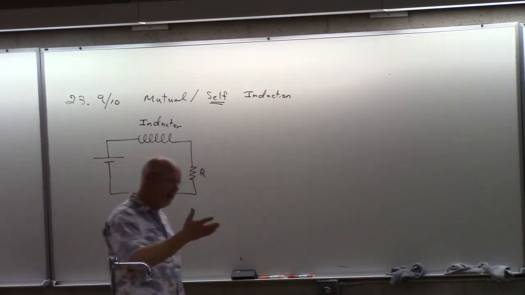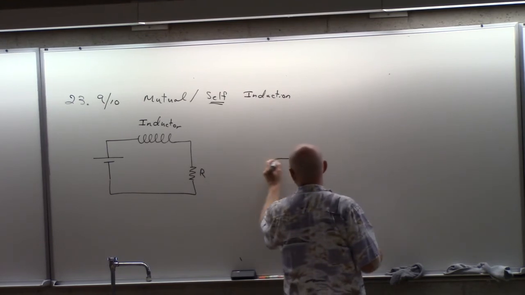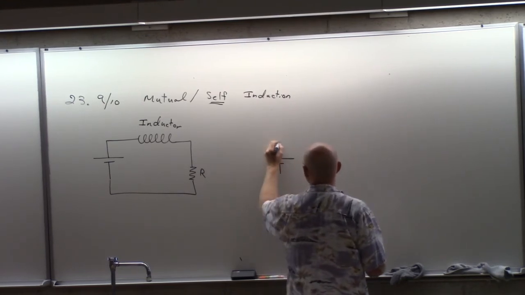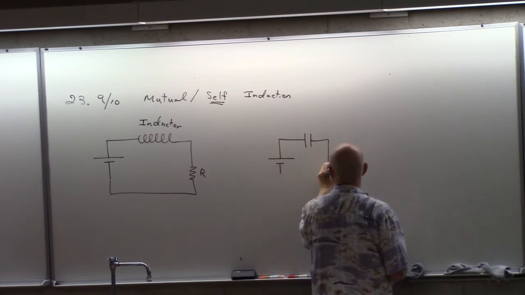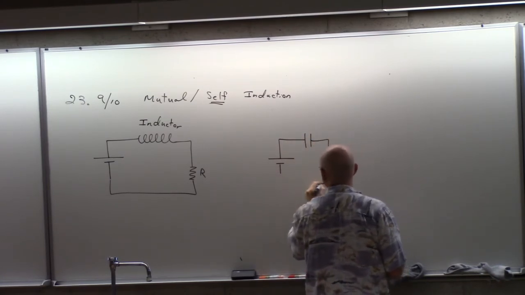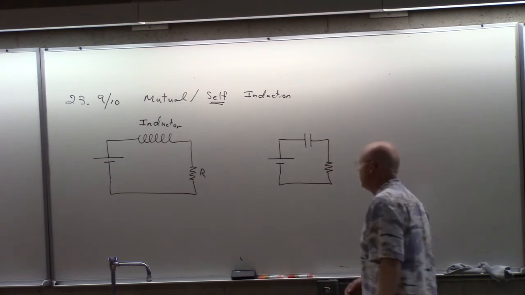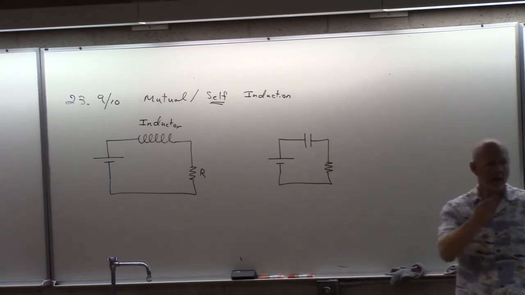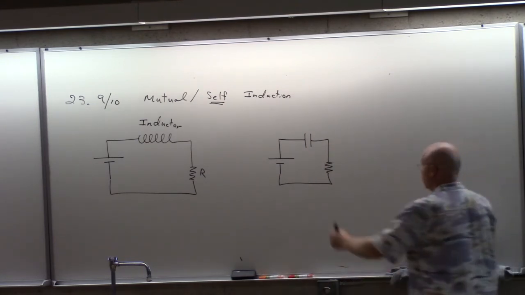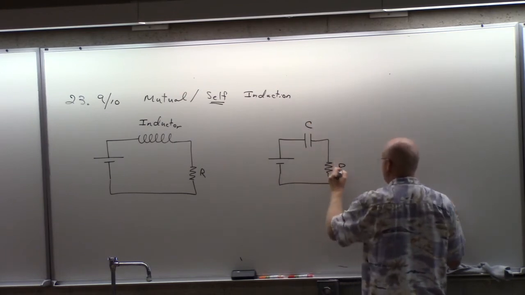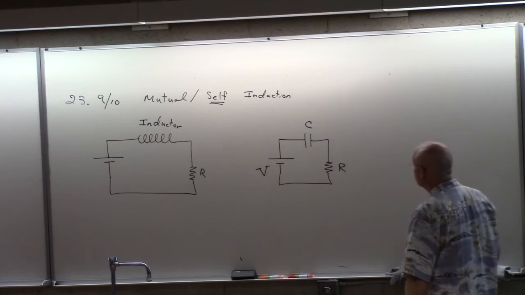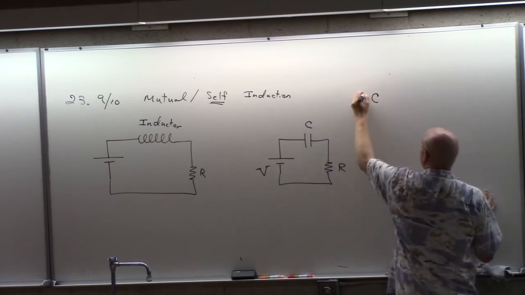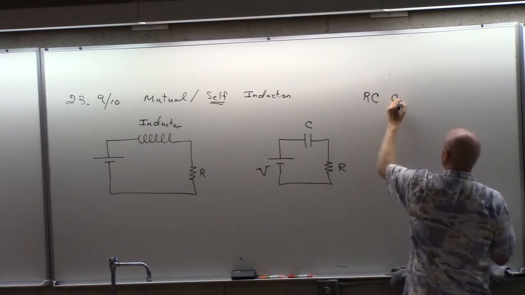But maybe to make it a little more understandable, we probably should go back to the battery, the capacitor, and the resistor. So here's the capacitor, here's the resistor, here's the battery. We called this an RC circuit.